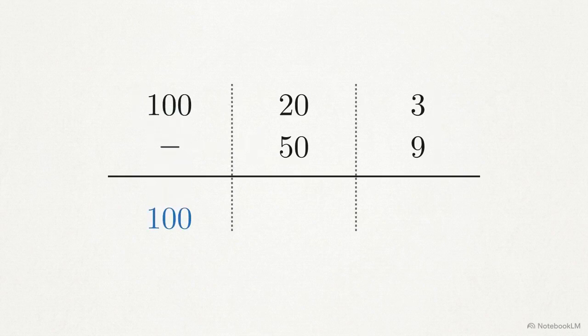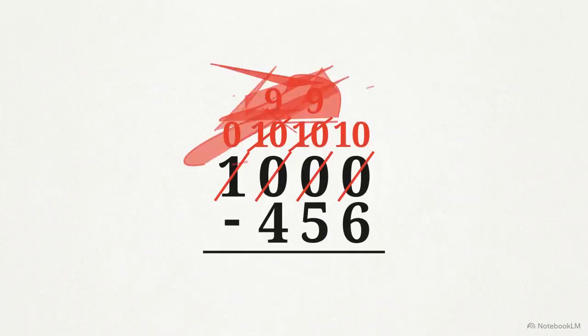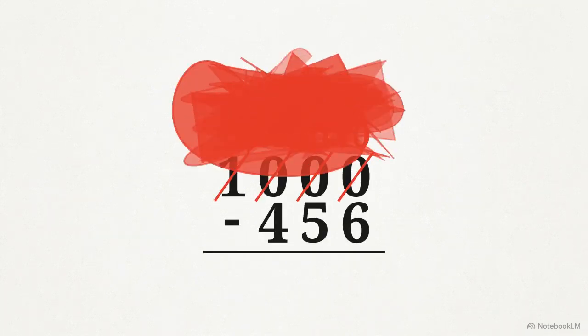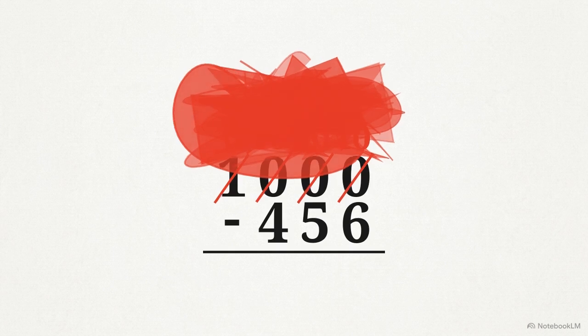The 100 drops down. In the tens column, 20 minus 50 leaves a temporary negative 30. In the units, 3 minus 9 leaves a negative 6. Finally, we combine these intermediate figures horizontally. 100 minus 30 gives us 70, and 70 minus 6 resolves to a final answer of 64. Working with a temporary negative debt is mechanically simpler than traditional borrowing. It removes the need to cross out digits and manage cascading logic in your head.